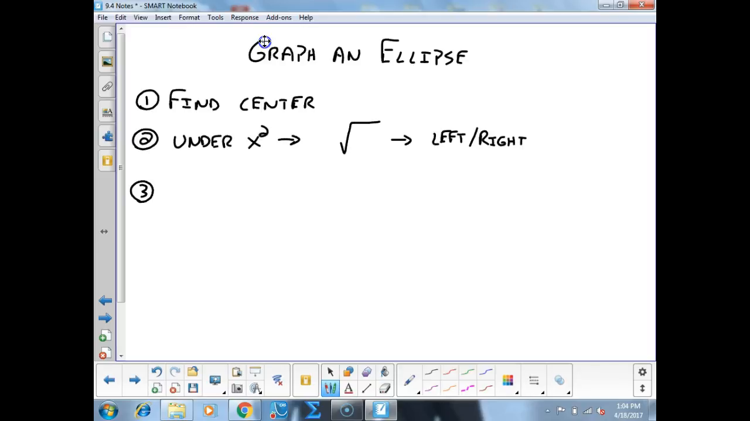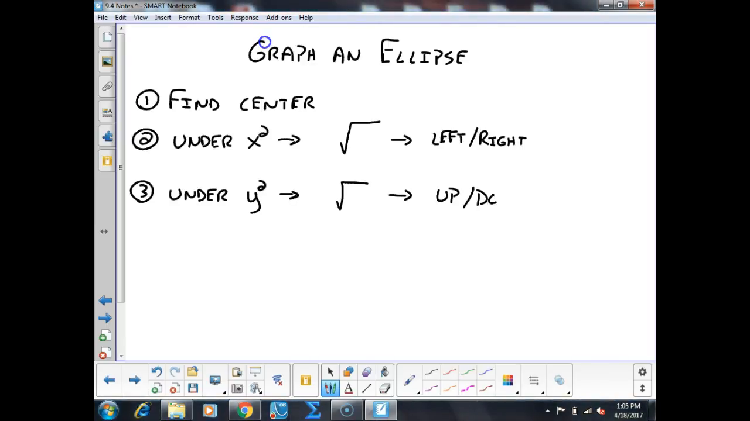That's going to tell us up, down from the center. Both of those are from the center. Okay. Then what?